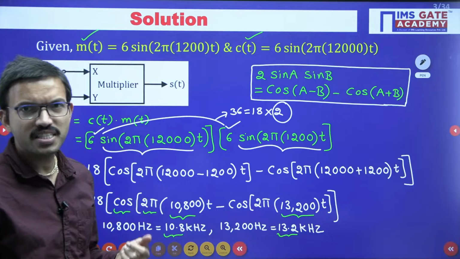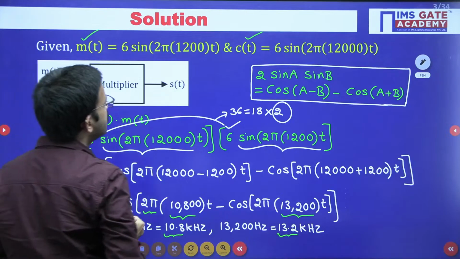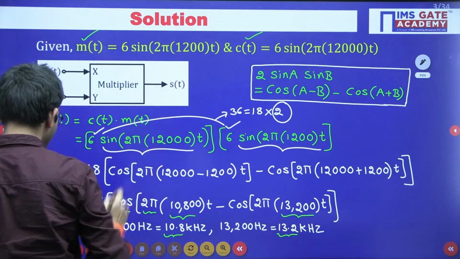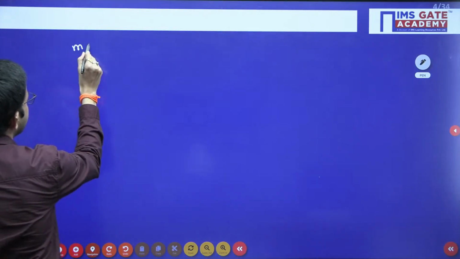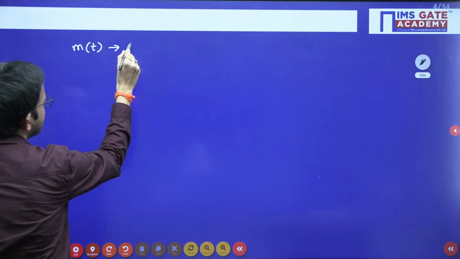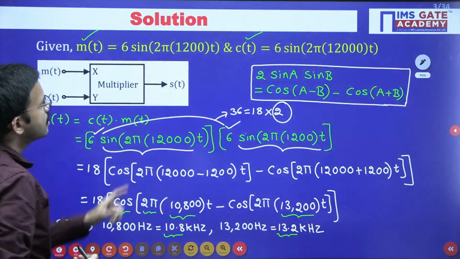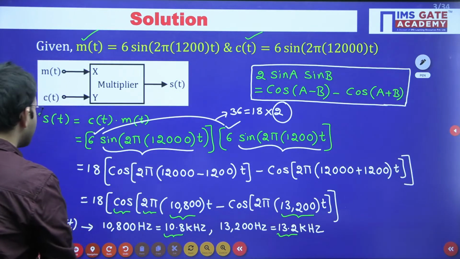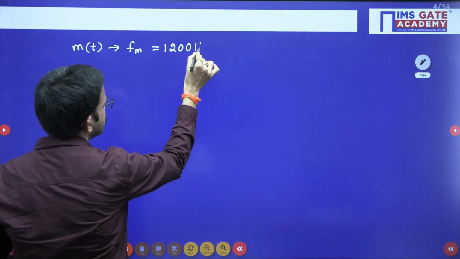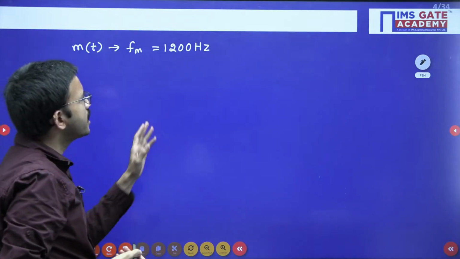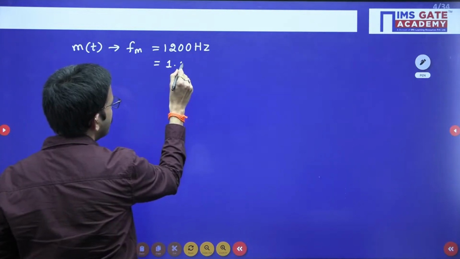How easily we can represent, you can observe. Here you are having a message signal, right? Regarding the message signal, you are having one frequency. That frequency is fm for the generalized case. In this particular example, it is 1200 Hz. Since the question asks in the order of kilohertz, just convert it into kilohertz. So you will get 1.2 kilohertz.